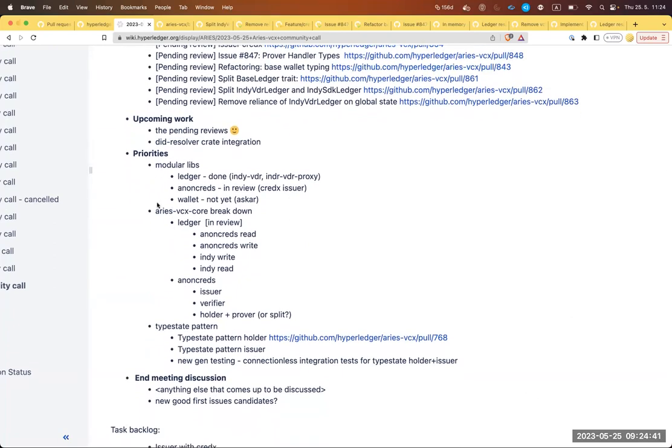And we are breaking down the interfaces in Aries VCX core into smaller pieces. The ledger is pretty much done. The anon creds, we can start splitting it out once the credex is done and we get rid of the VDR tools components. Once these two things are complete, we can start thinking of the wallet, but that's still a bit further.